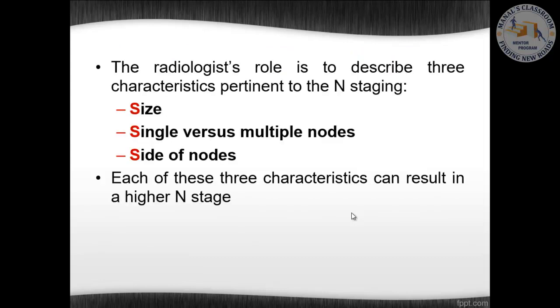What's the role of the radiologist? We have to know 3 items. We have to know about the size of the lymph node, we have to know single versus multiple nodes, and we have to know about the side. This makes a difference in the staging. When we say it is small or larger, it makes a difference. When we say it is a single lymph node, it is different in staging than multiple, and the side, ipsilateral or bilateral lymph node. This may alter the staging and subsequently alter the treatment procedures after that.